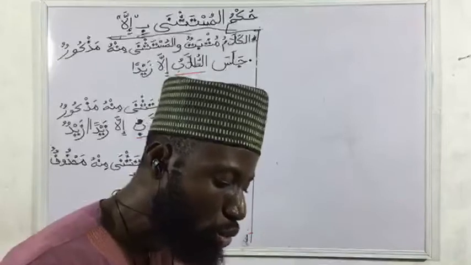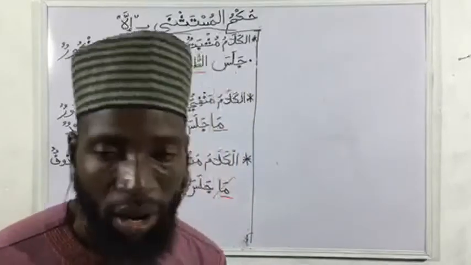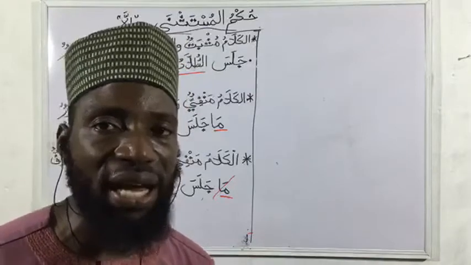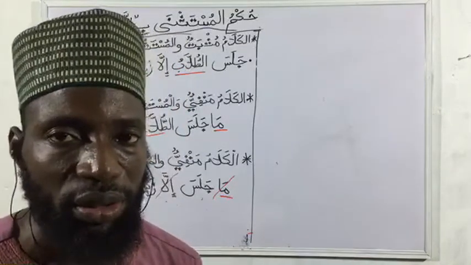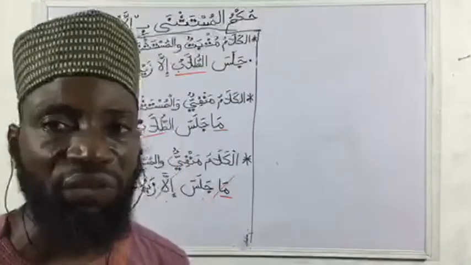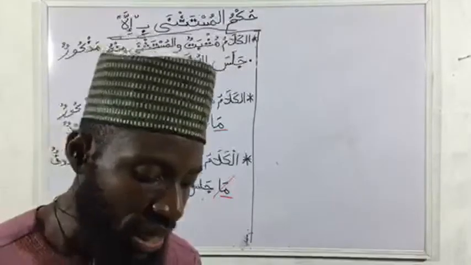So farra al-junudu illa al-qaida. All the junud, all the soldiers ran away except the commander. He is the one that did not run. It's not wrong with them. So either will take a fatha because he is the one that deviated from the group. Do you get? Now look at the next one.